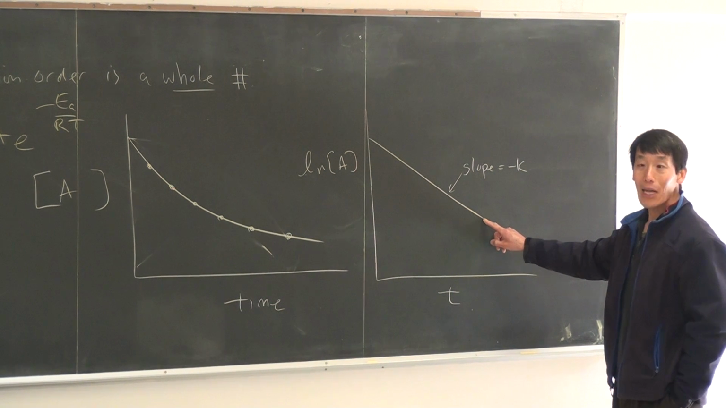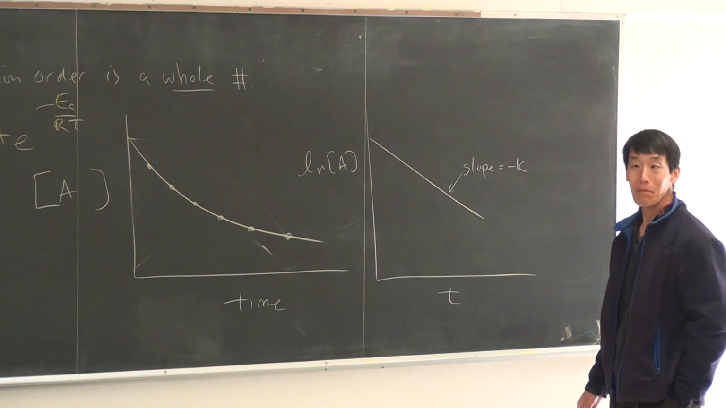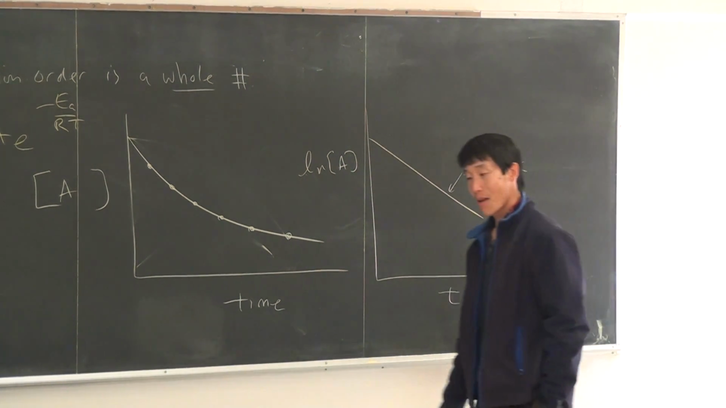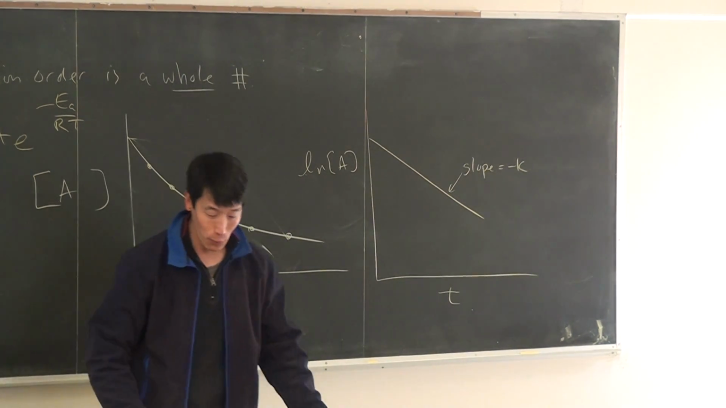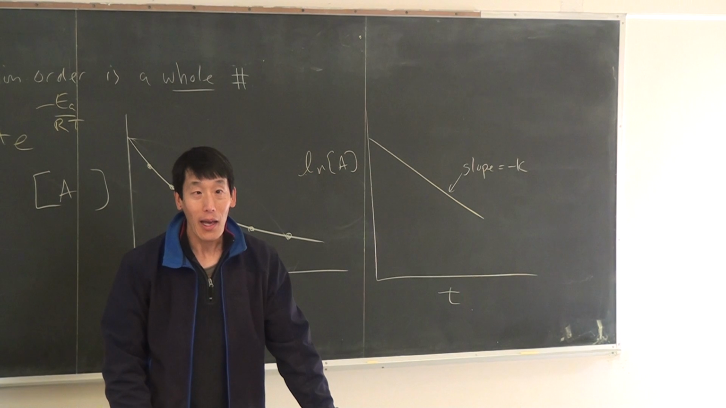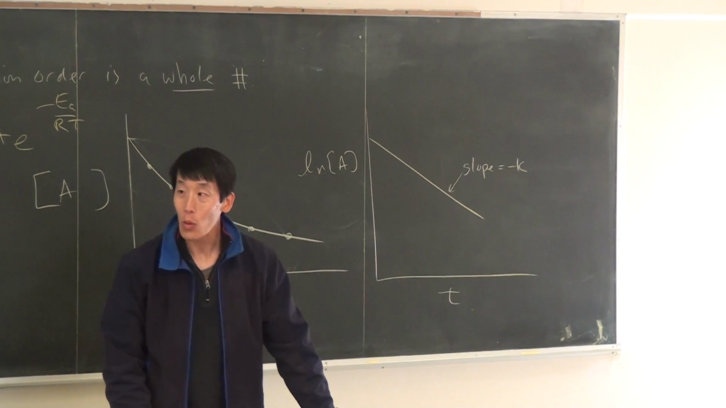If the line is not straight, what does that tell you? It's not first order. Yeah, it's not first order. Then you would have to try the integrated rate equations for a second order reaction. That's described in section 14.3. And hopefully one of those will work.